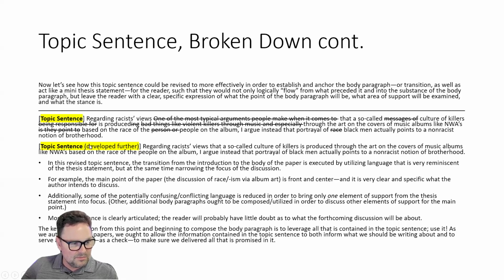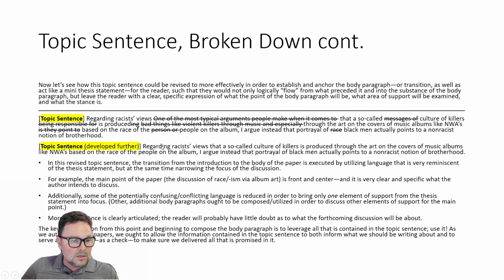And similar to what we sort of did before, the crossed out parts are again the original, and we're looking at how we might make this more effective to anchor a body paragraph of visual rhetorical analysis. So let's just read a little bit. Regarding racists' views that a so-called culture of killers is produced through the art on the covers of music albums like NWA's based on the race of the people on the album, I argue instead that portrayal of black men actually points to a non-racist notion of brotherhood.